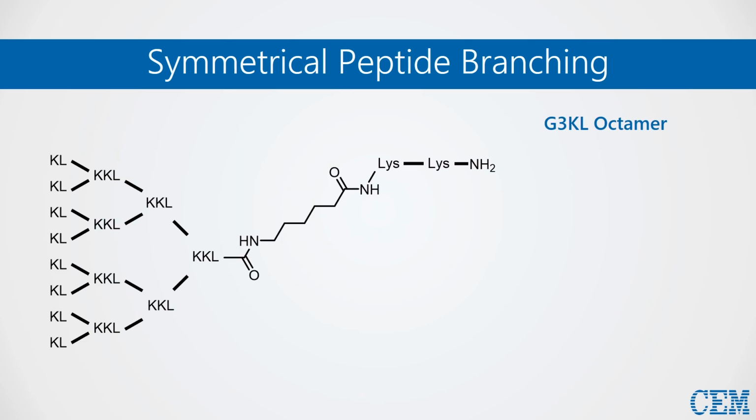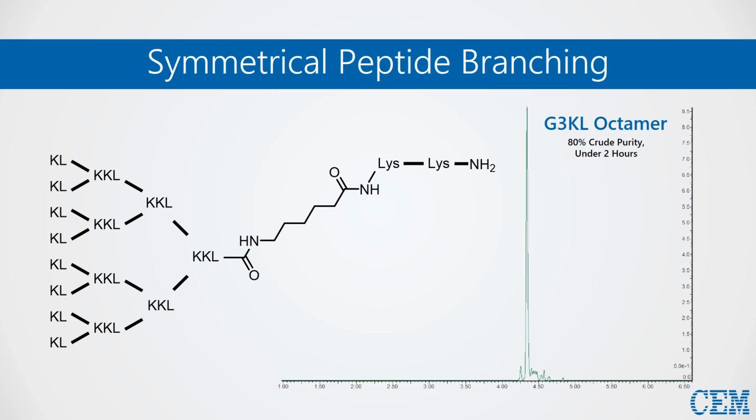However, you don't have to stop at tetramer branching. You can take it a step further, as we did with this G3KL octamer, which also includes lysine and leucine residues throughout the branching framework, not solely at the termini. This octamer was synthesized in 80% crude purity and in under 2 hours. Again, all standard single couplings were employed.